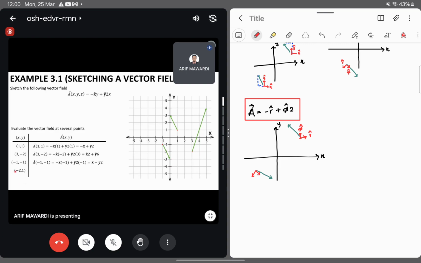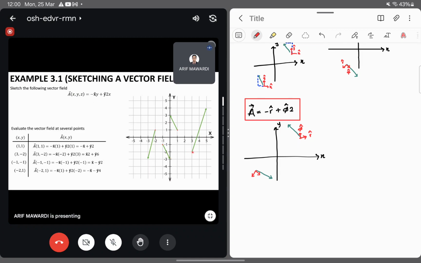Maybe I'll leave this as an exercise for you to verify. For this point, it should look like this. So this is how you sketch a vector field. You see at different points, the whole thing is called a vector field, and at different points you can sketch the individual vector at each point.